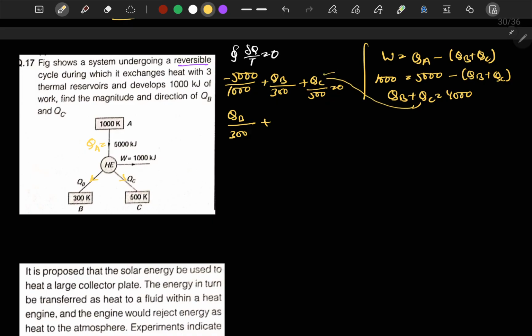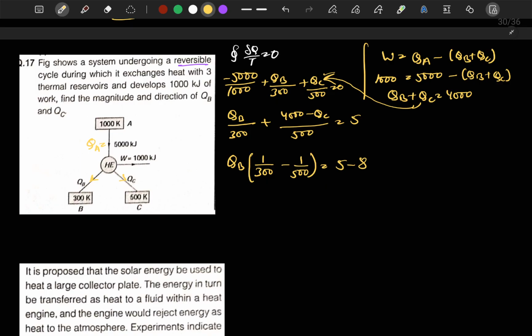You can substitute the value here, so we get QB by 300 plus (4000 minus QB) by 500 is equal to 5. On solving further, we can take QB common and write it as QB times (1 by 300 minus 1 by 500) is equal to 5 minus 4000 by 500, which will be equal to 8. Now solving this, let me solve it first.